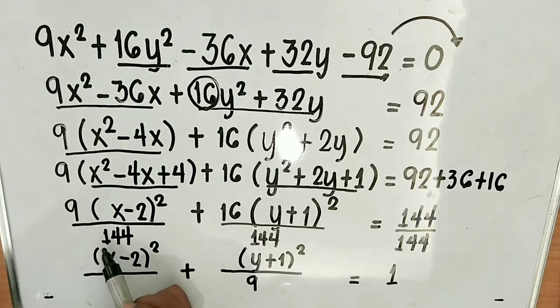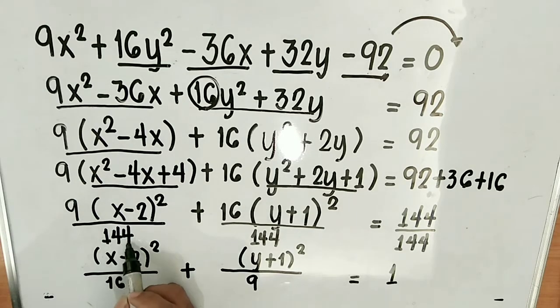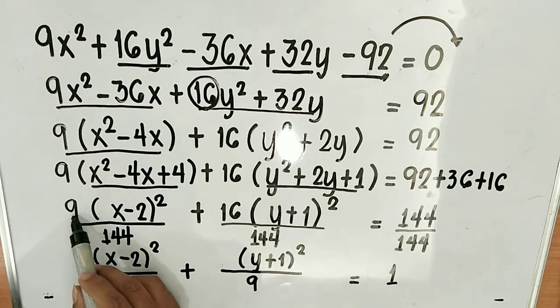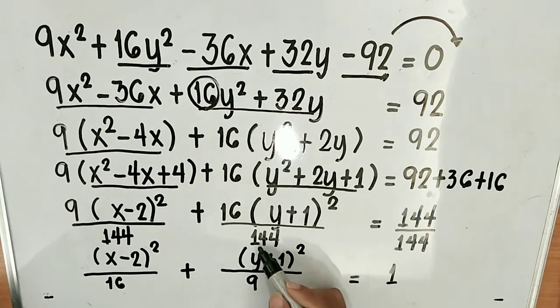Now here, you can just automatically divide 144 by 9. So 144 divided by 9, the answer is 16. And 144 divided by 16, the answer is positive 9.